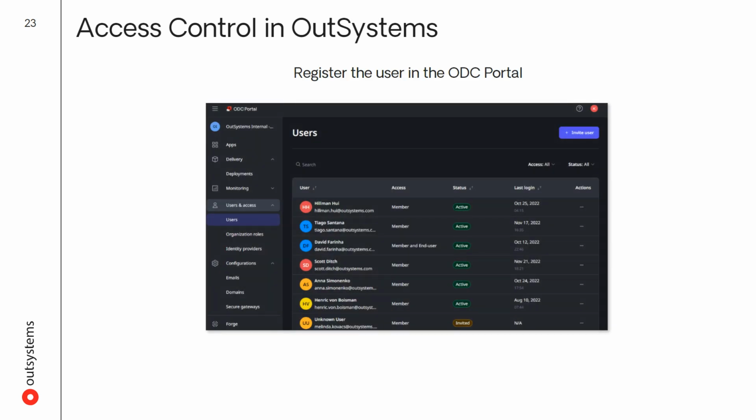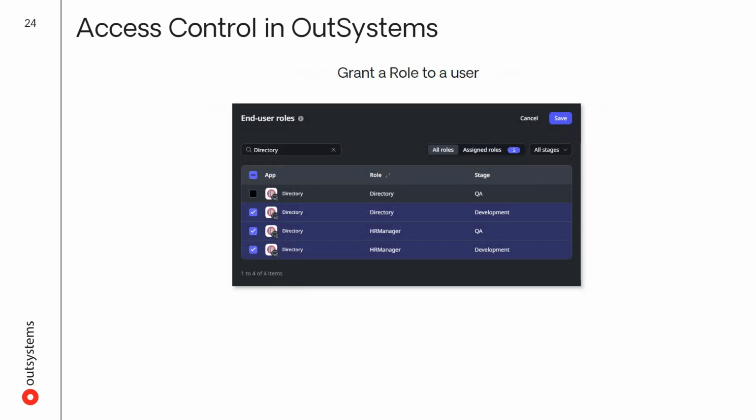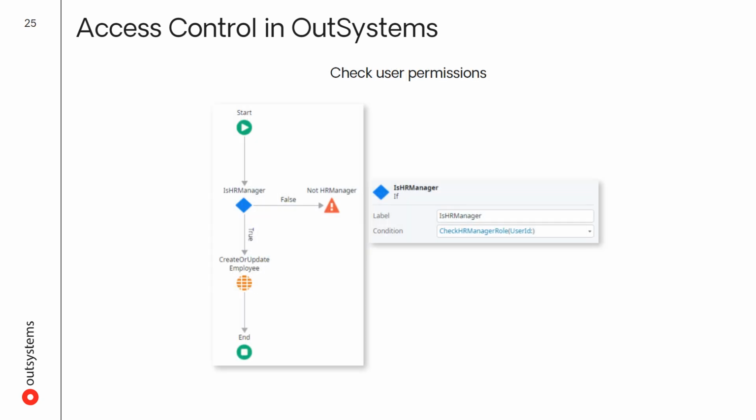In sum, there are three parts that compose access control. Administrators register and manage the end users in the ODC portal. Then, users can have roles assigned to them, from multiple apps. And finally, the app can check if a user has the permissions to perform a certain task, based on a role. This helps us define logic that guarantees that only users with a certain role can perform a particular task.